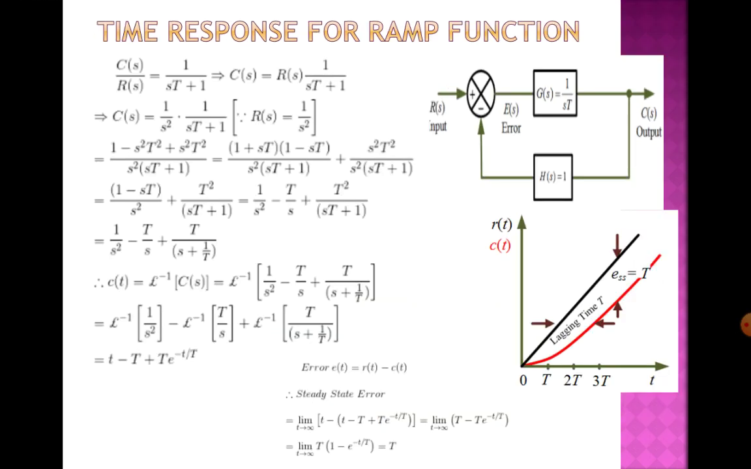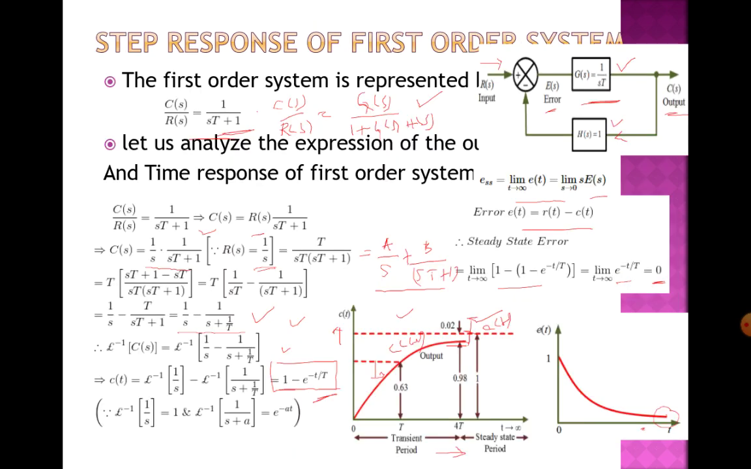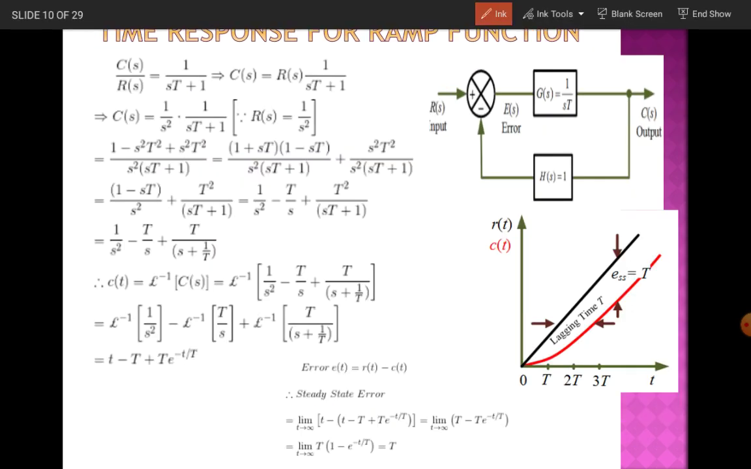Next, we can follow the same procedure to find out the time response of a first order system with a ramp input. In this case, we take the same block diagram and the same closed loop transfer function, C(s)/R(s) equal to 1/(sT+1). The only change here is the type of input. I have taken the ramp input, so R(s) now becomes 1/s². So R(s) is equal to 1/s².